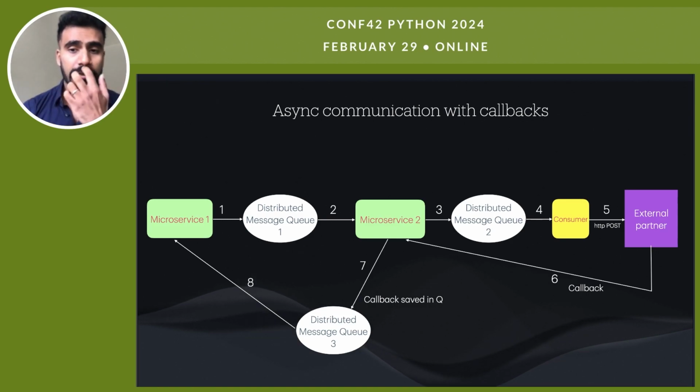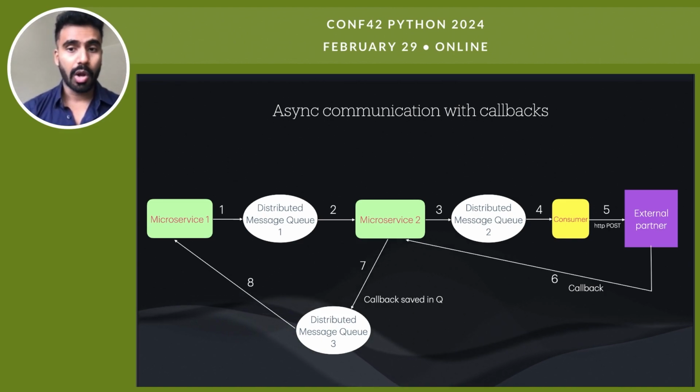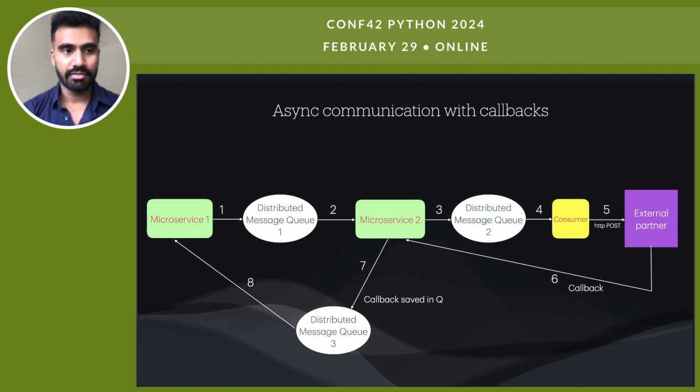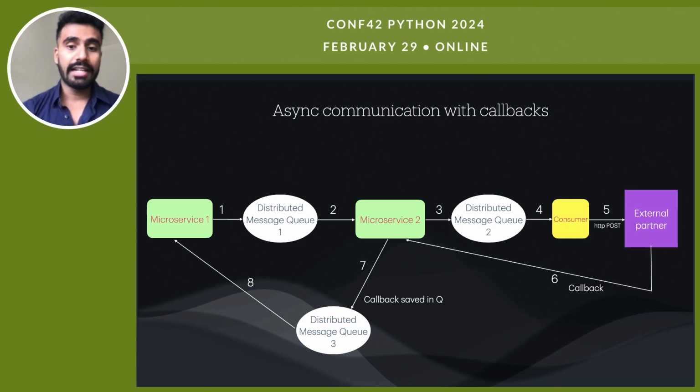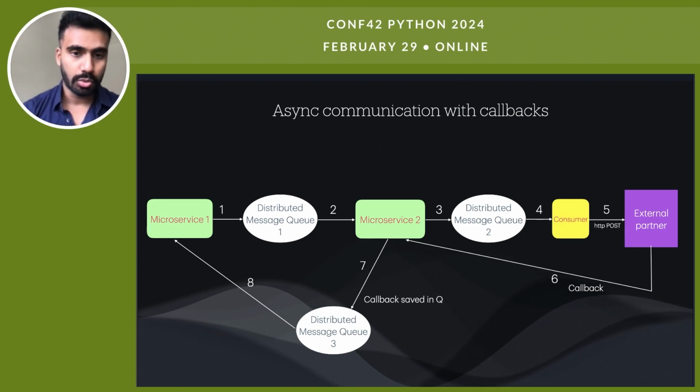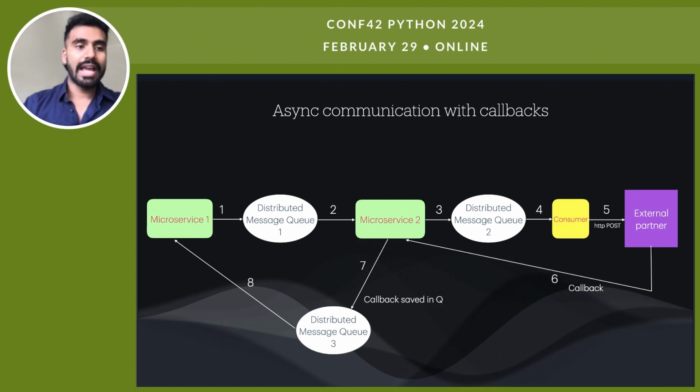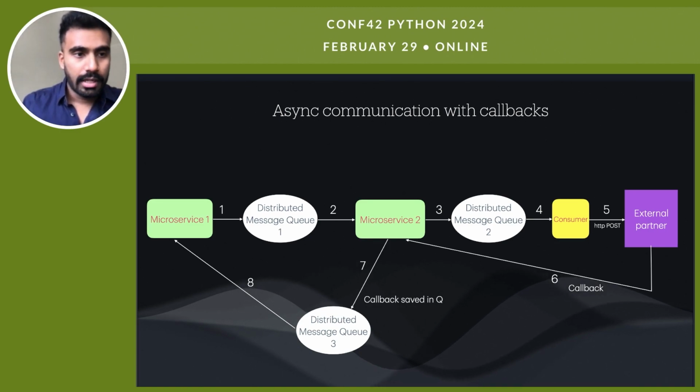Now, how does the external partner or all these microservices know that the processing is complete? That is called callback. When the external partner processes the API call which it received, it is going to use that callback URL to send a response back to microservice 2. And how this actually happens, we can see in the code.